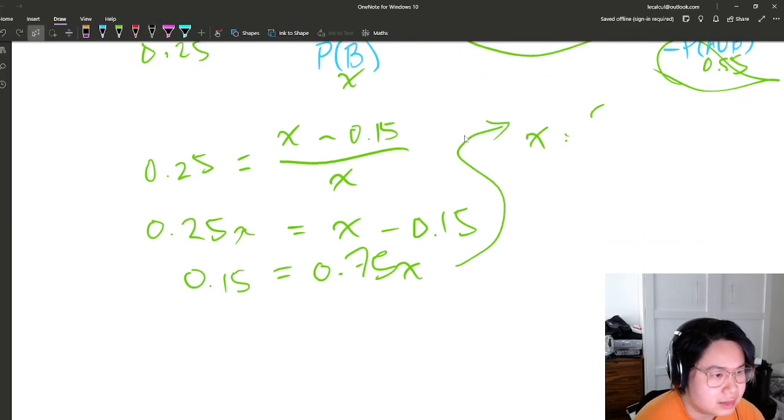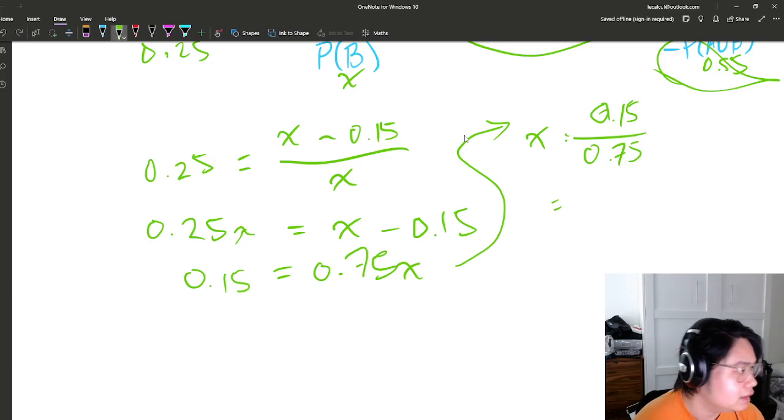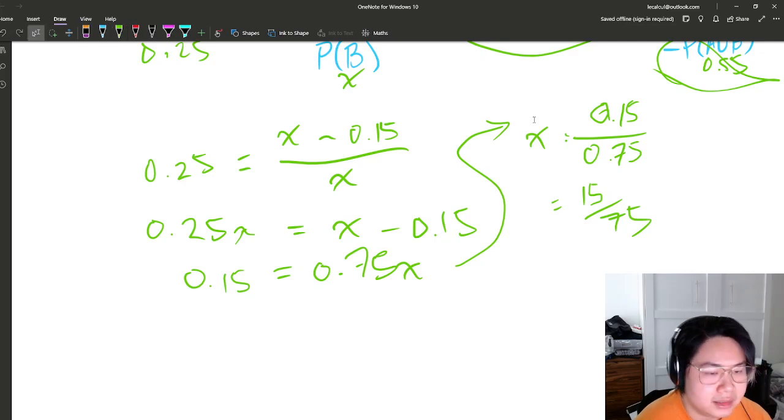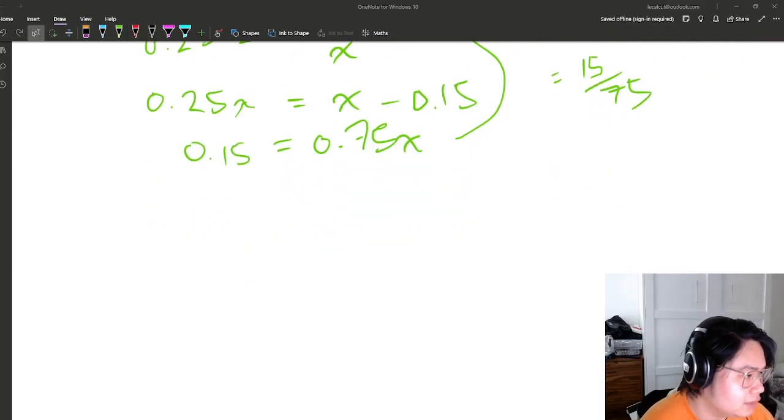we have x is 0.15 over 0.75, and then this isn't technically an exact number because you can't have decimals in a fraction technically, so we're going to write it as 15 over 75, and then you can reduce if you want, but that's kind of a waste of time.